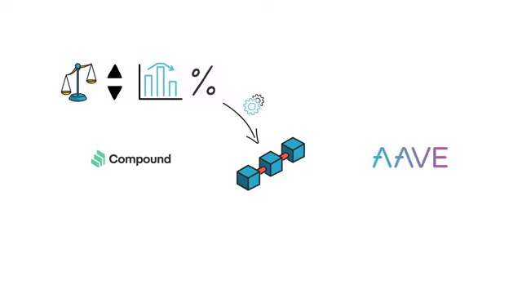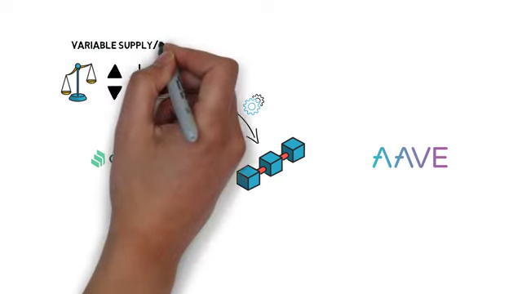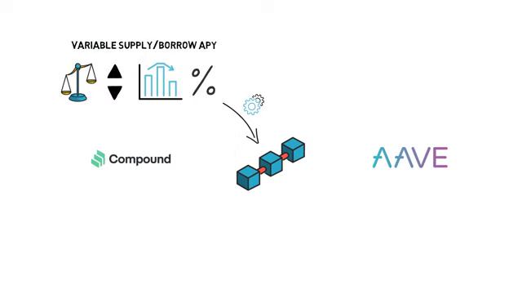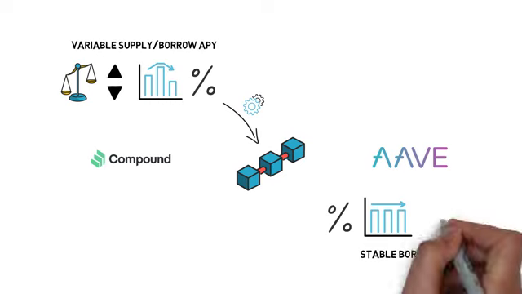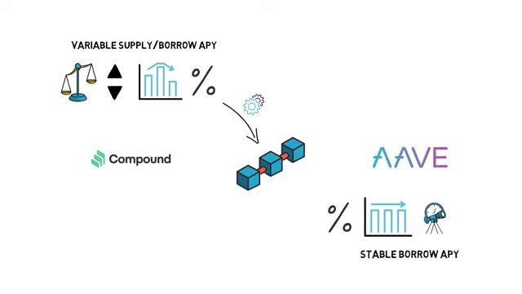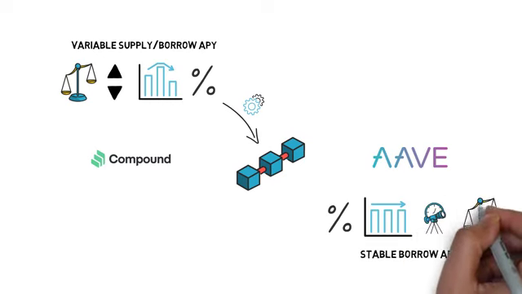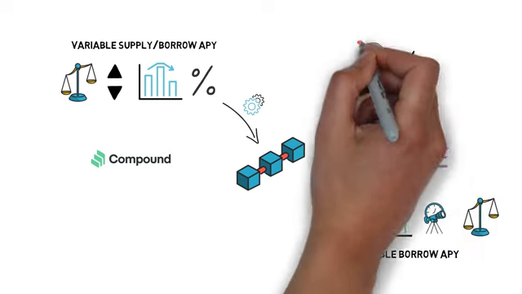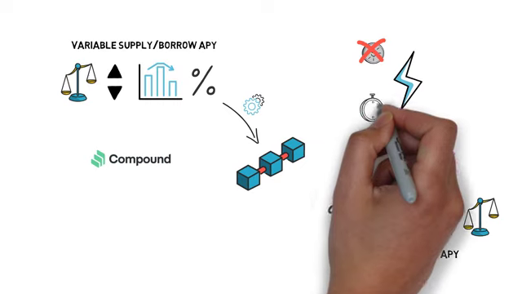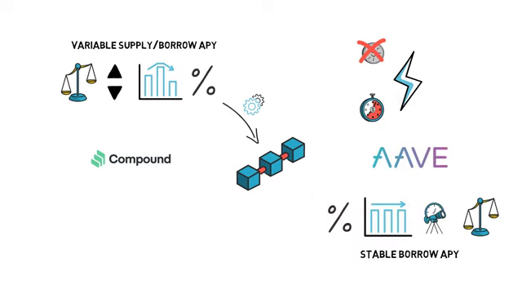Although both protocols offer variable supply and borrow APYs, Aave also offers stable borrow APY. Stable APY is fixed in the short term, but it can change in the long term to accommodate changes in the supply-demand ratio between tokens. On top of stable APY, Aave also offers flash loans, where users can borrow funds with no upfront collateral for a very short period of time, one Ethereum transaction. More on the flash loans here.